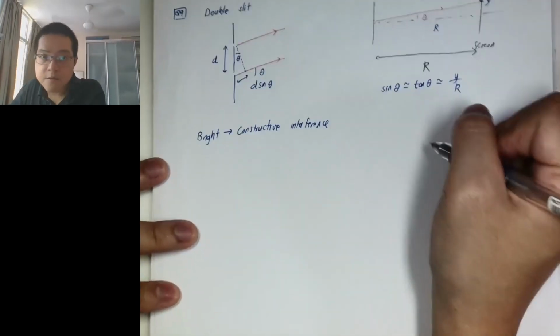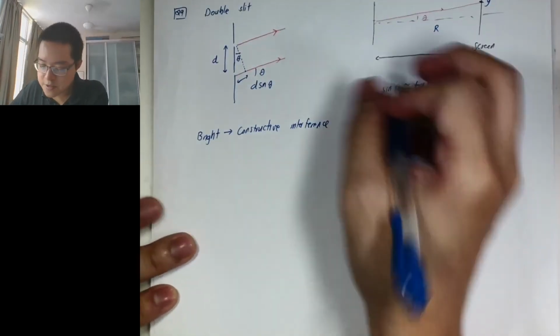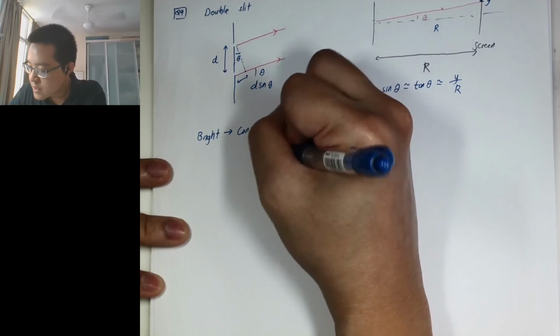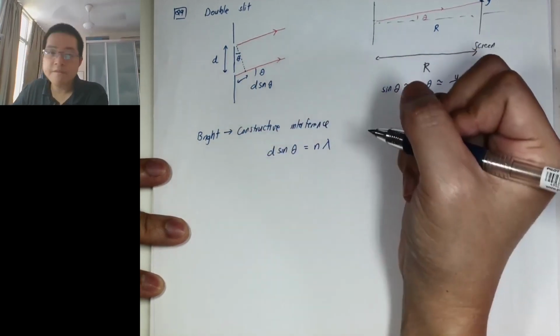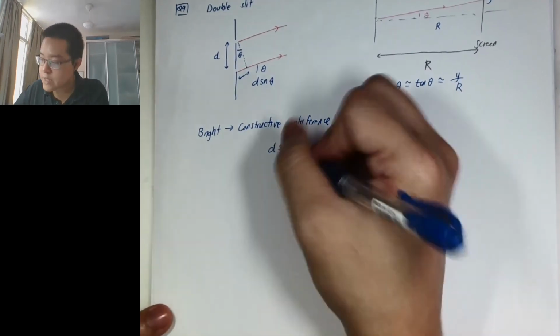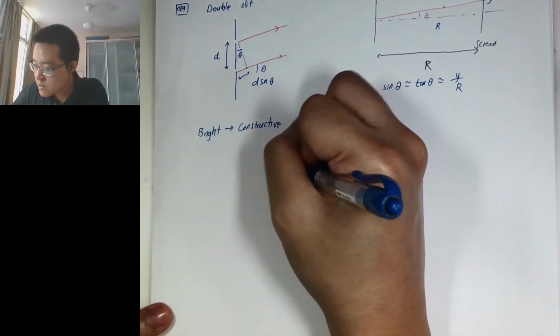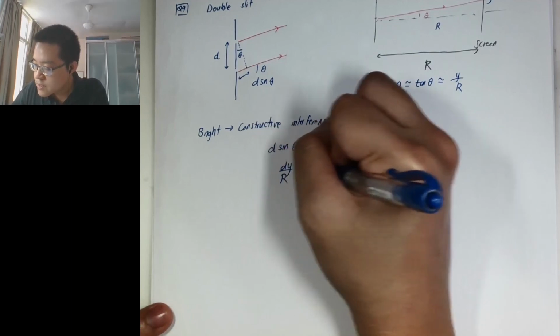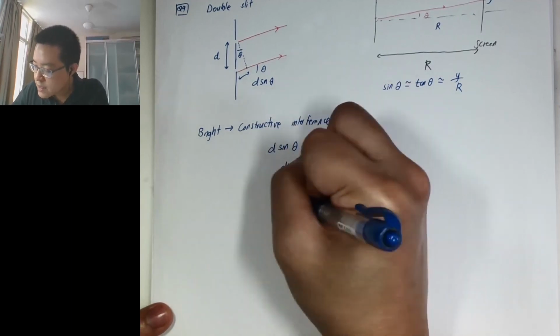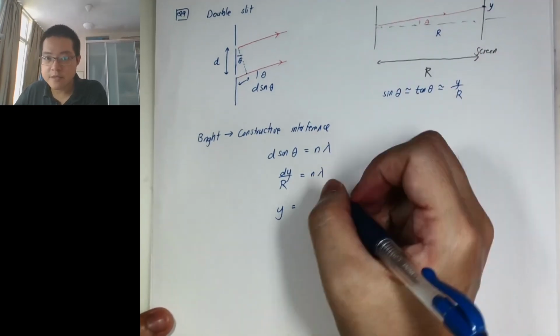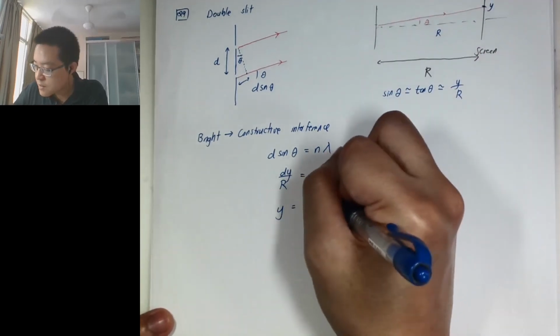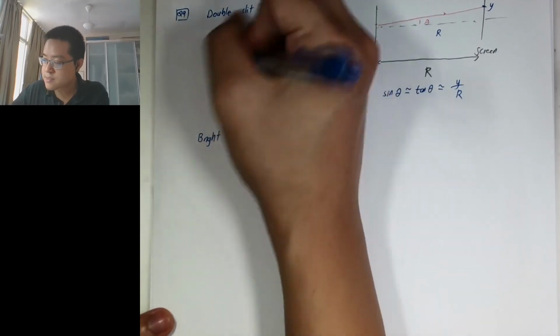Right, and then in order to get our constructive interference, we were using the formula that the path difference must be equal to some integer times the wavelength of the light, correct? And then using this approximation, I got dy over r is equal to m lambda, so I can get the position. My formula to get the position of my interference is n lambda r over the distance between the two slits.